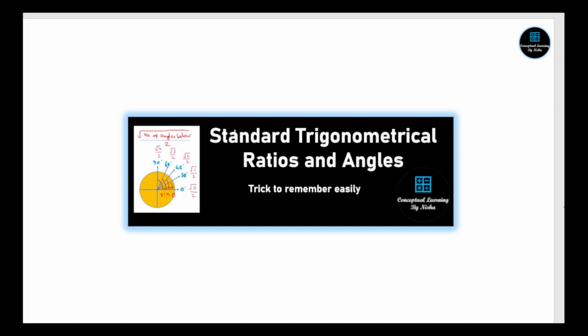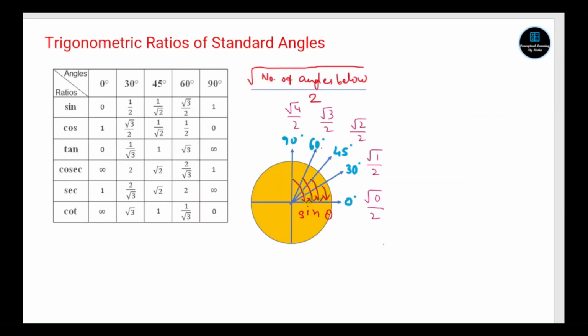30 degree, 60 degree, 45 degree, 90 degree, and of course 0 degree are some specific angles which are frequently and commonly used in trigonometry. Hello everyone, welcome back. In today's session, we are going to learn the standard trigonometrical ratios and angles. So as I said, 30 degree, 60 degree, 45 degree, 0 and 90 degree are some very important specific ratios.